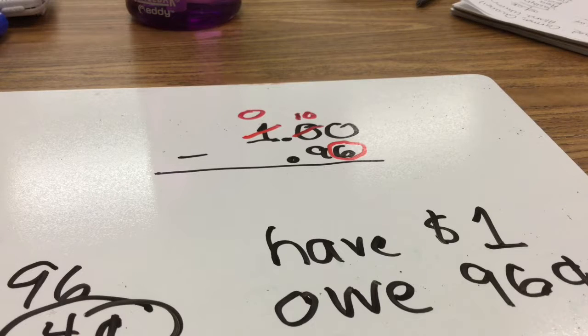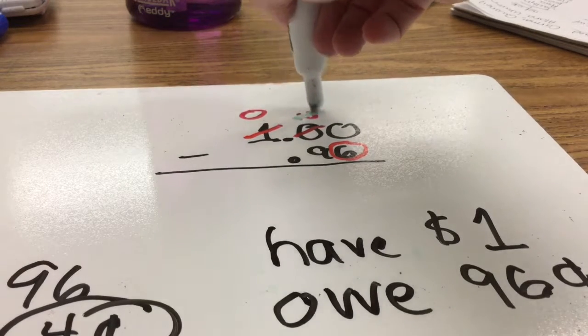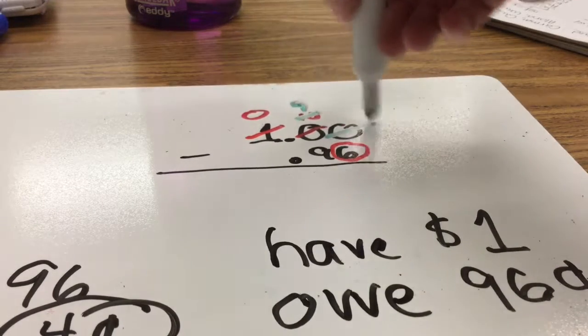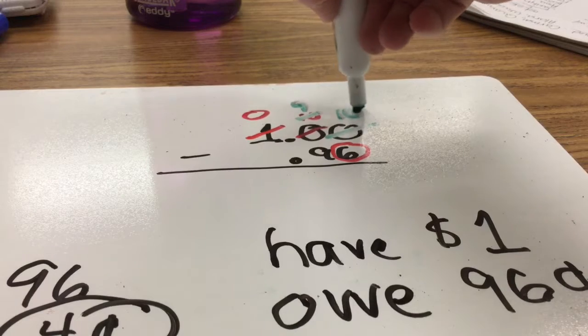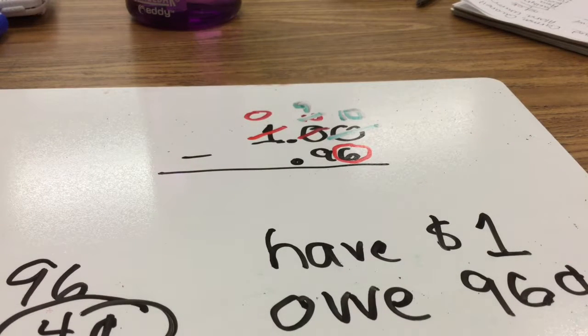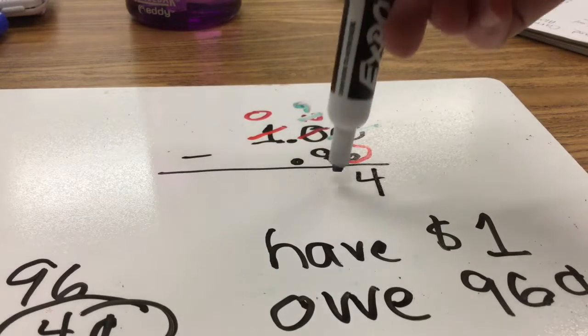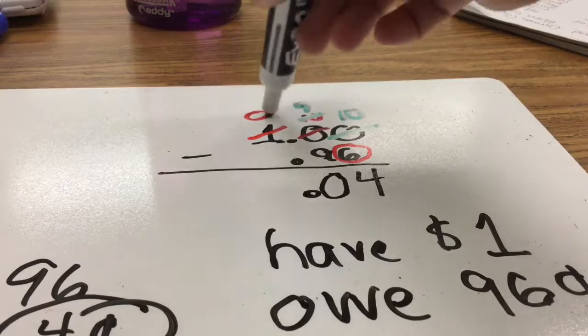That does not help me do 0 take away 6. However, my neighbor is home, so I'm going to go next door now and borrow one of those dimes and trade it in for 10 pennies. I can do 10 take away 6 is 4. Numbers the same, zeros the game.